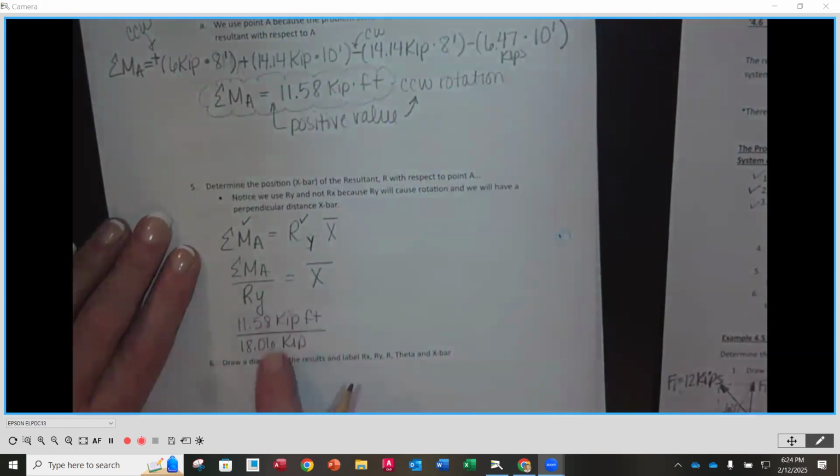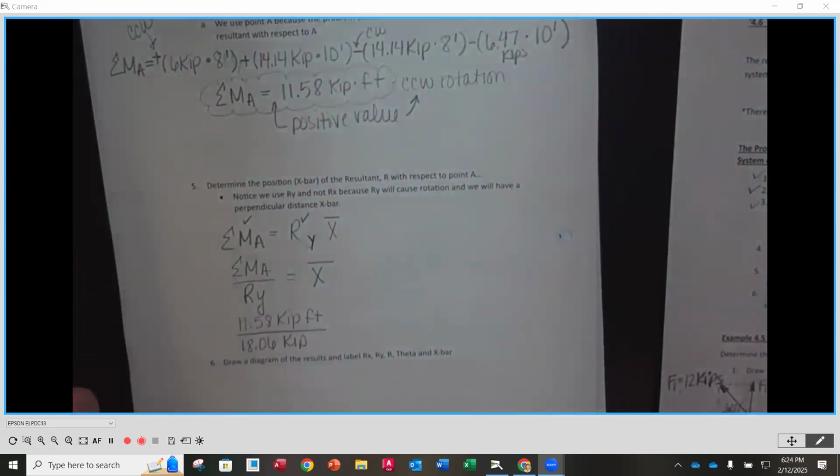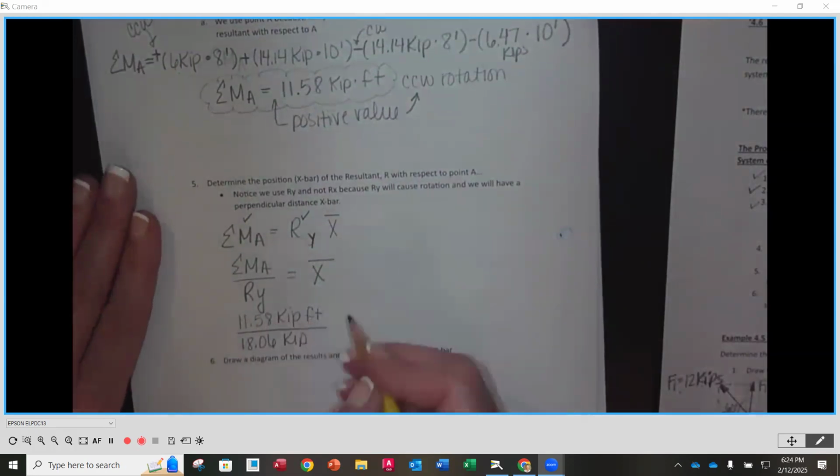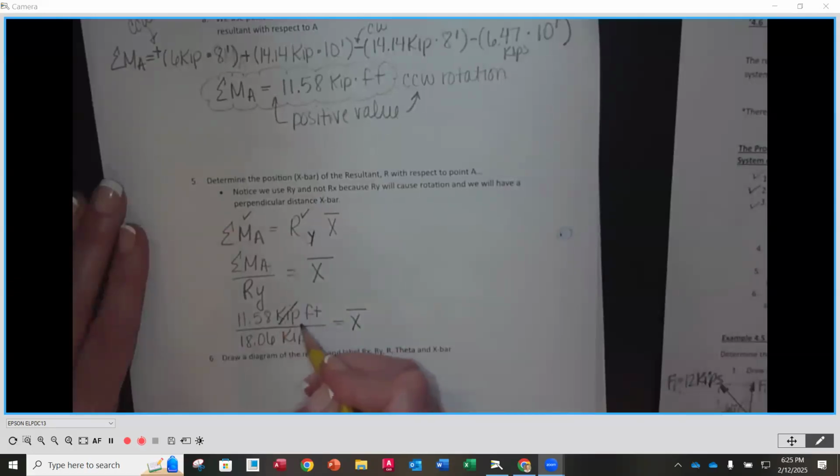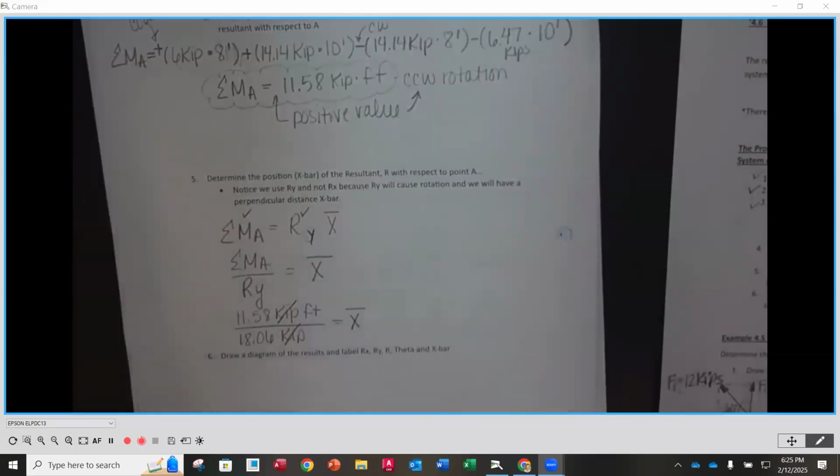Now, notice that both of these values are positive. If one of them was negative, we would have to put the negative in there, okay? So just be aware of that. These happen to both be positive, so we leave them at positive. Now, we're going to set this equal to X bar, okay? Now, cancel out the units that cancel. Notice that kips cancel top to bottom, and the units that don't cancel are feet. Does it make sense that I am getting units of feet for X bar or a distance? Yes or no? Yes. The answer is yes.